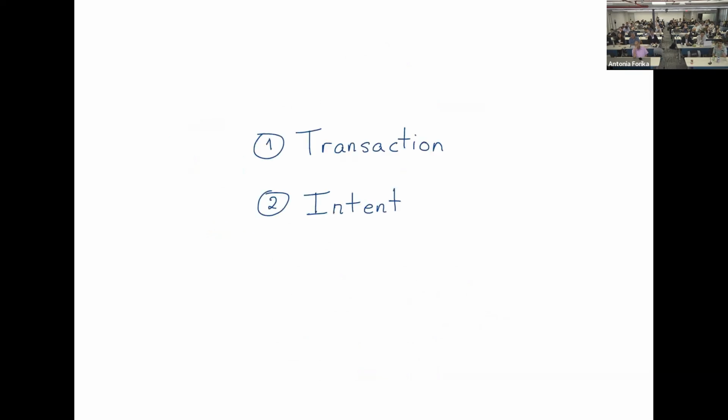The easiest way to split up those order flow auctions is to talk about transactions and intents. And I know for this audience intents are just orders, but somehow the crypto community has rebranded it to be intents. So we'll get there in a second.